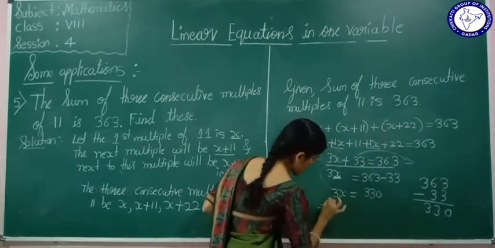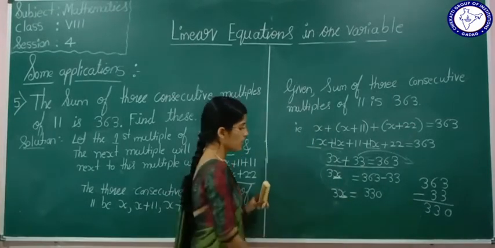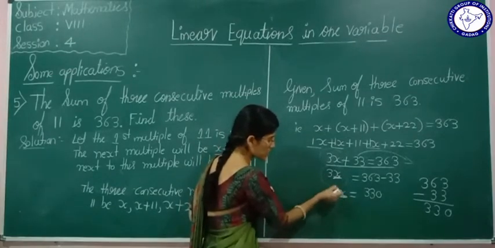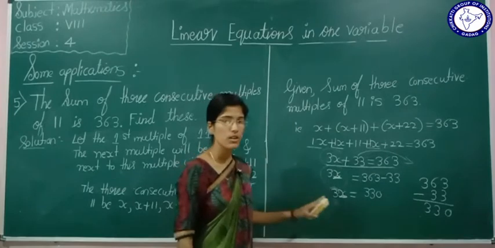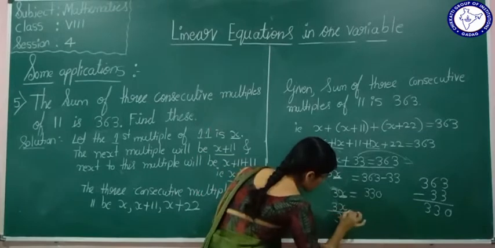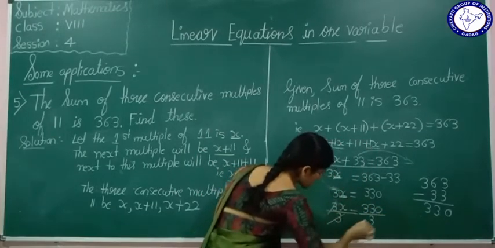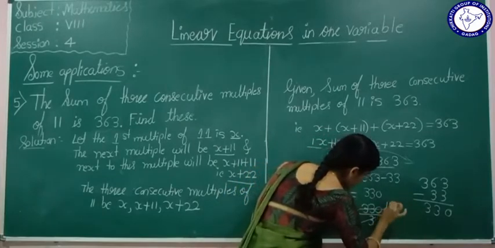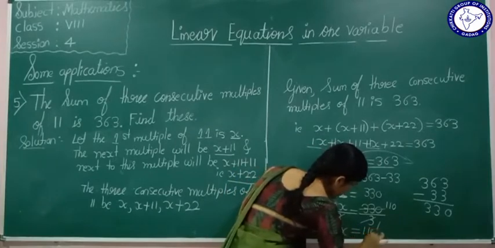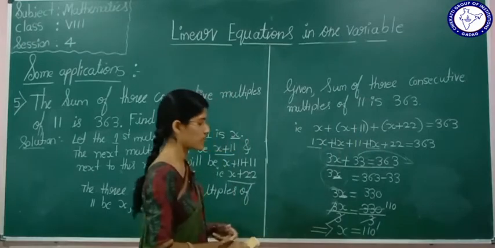So this implies, see here, now we want to know the value of x. If I want to know the value of x, I don't want this 3 here. What will I do? We will divide both sides by 3. What will it become? Divide both sides by 3. The 3 will get cancelled. Here 3 ones are 3, 1 tens are 10. So this implies x is equal to 110. Okay, the x value we got is 110.